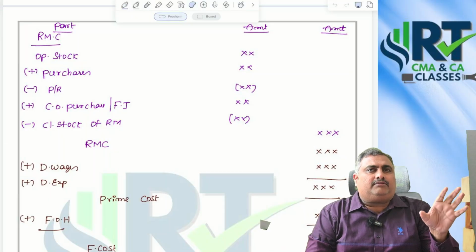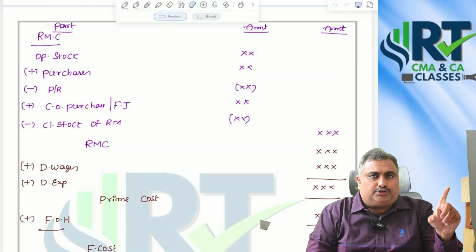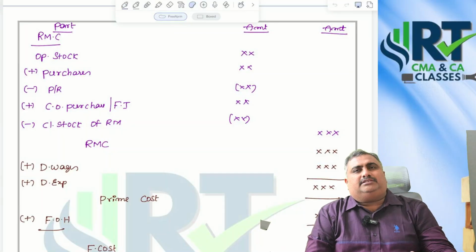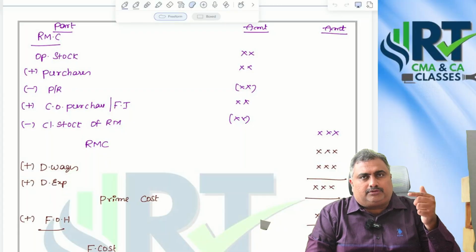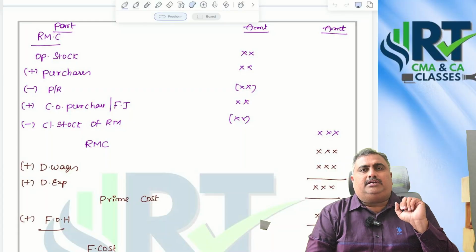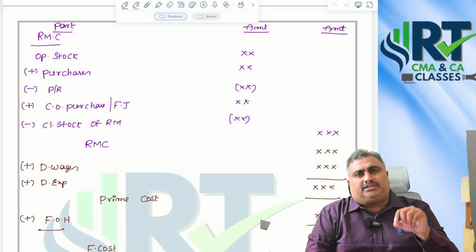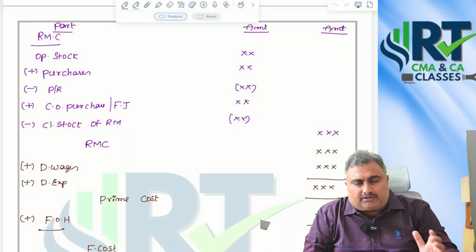Then instead of direct material, raw material consumed comes into the picture. What is the formula for raw material consumption? To your opening stock of raw material, you add purchases during the year, and add carriage inward or carriage on purchases. From that you deduct any purchase returns available in the question. From that you eliminate the closing stock of raw material. Then what you get is raw material consumed.